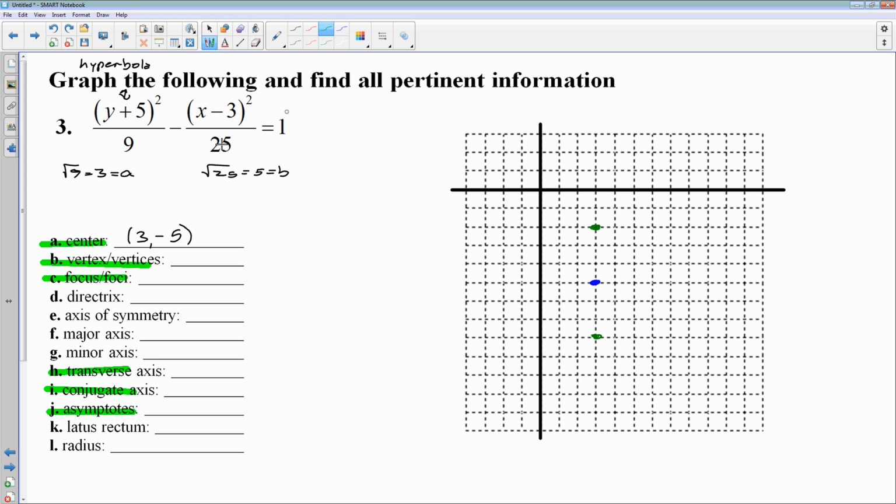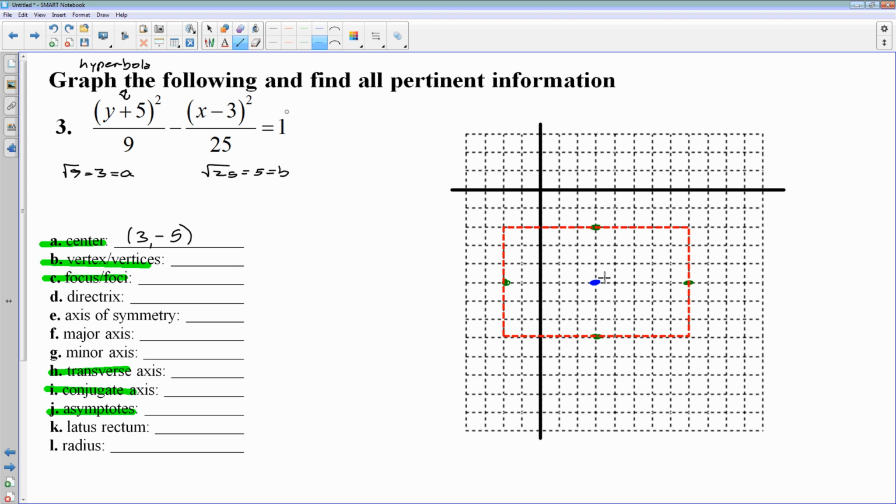Under my x, that's a left and right distance. Under x is a 5. So I'm going to go right 2, 3, 4, 5. And I'll go left 2, 3, 4, 5. And those 4 points give you what I call the magic box. So let's draw the magic box through those 4 points. And then the asymptotes go through the corners of that box.